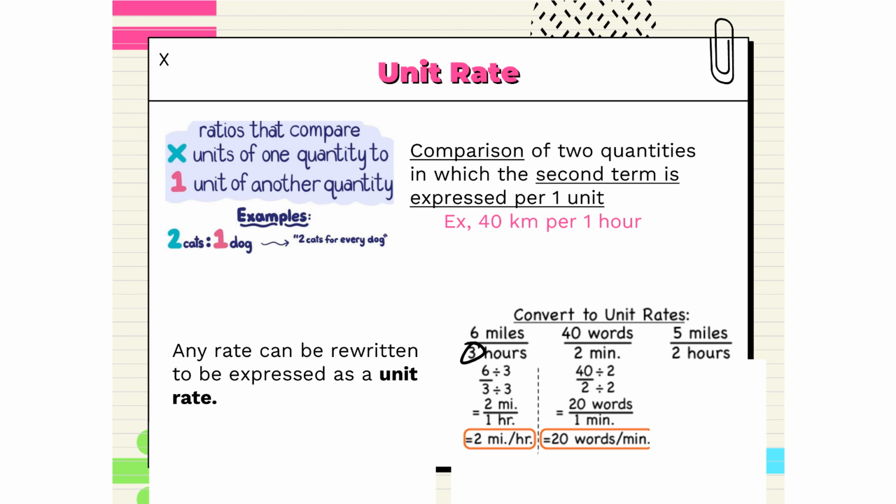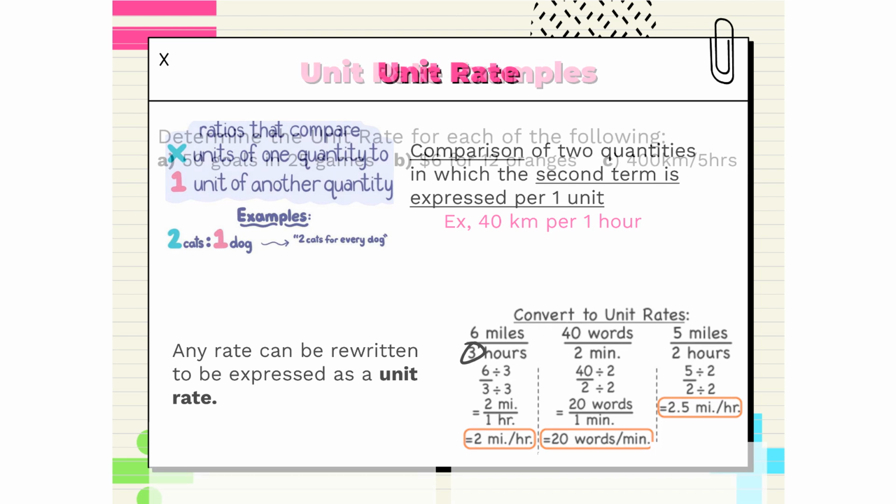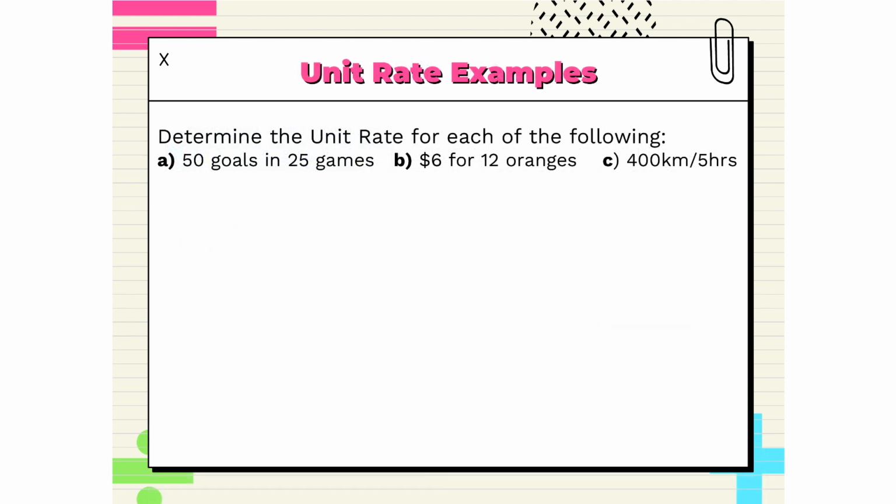Similarly, if you go 5 miles in 2 hours, you divide both the top and the bottom by 2, you're going to get rid of that 2, but the trick here is that this time you're going to have a decimal in your final number. So you've got 2.5 miles per hour. Typically, we don't have decimals in our rates and ratios. The only time that we do that is when we are doing a unit rate. Let's look at some more examples.